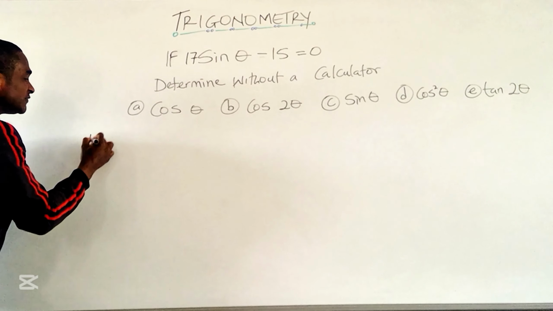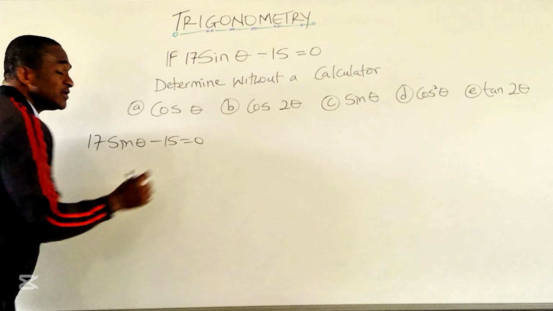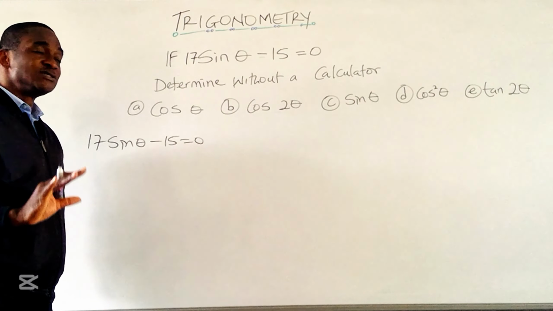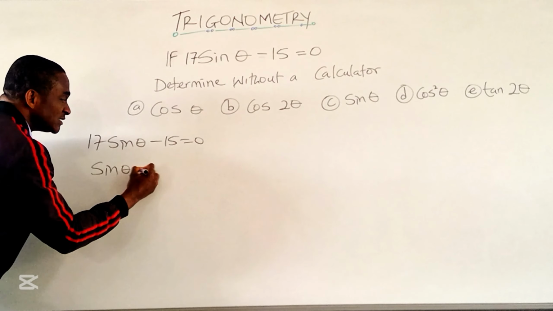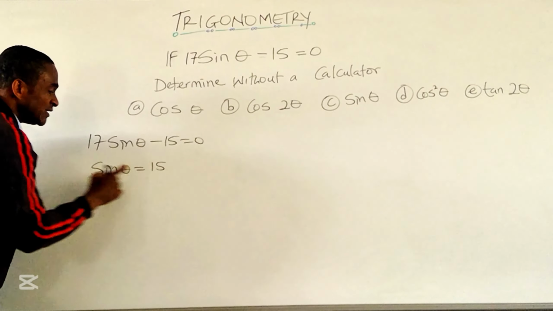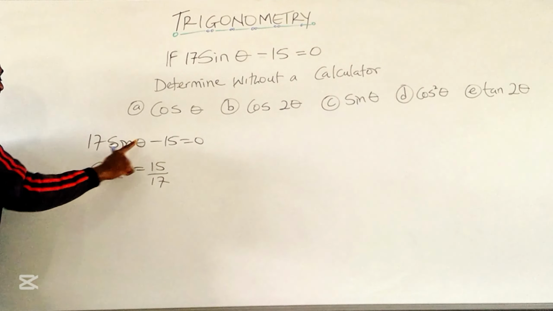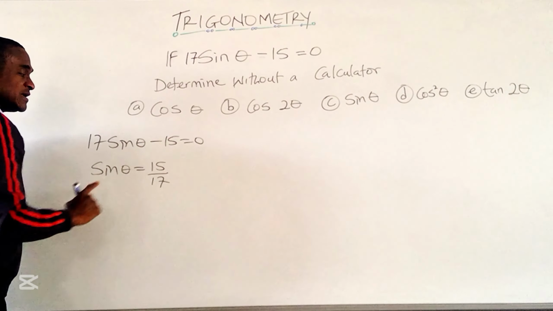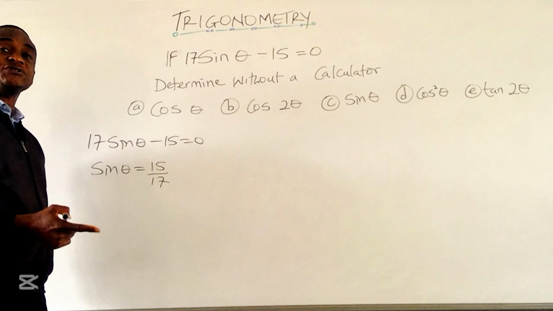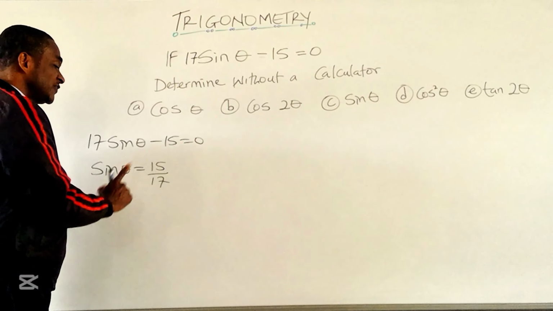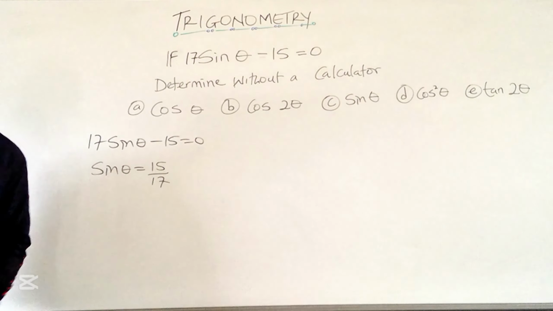This expression is 17 sine of theta minus 15 is equal to 0. Simplify the identity so that sine will be alone. So this gives us 17 sine theta equals 15, then we can divide both sides by the coefficient of sine. Remember the first step: take this over, it becomes 17 sine theta equals 15, divide both sides by the coefficient of sine, then sine of theta is equal to 15 over 17.